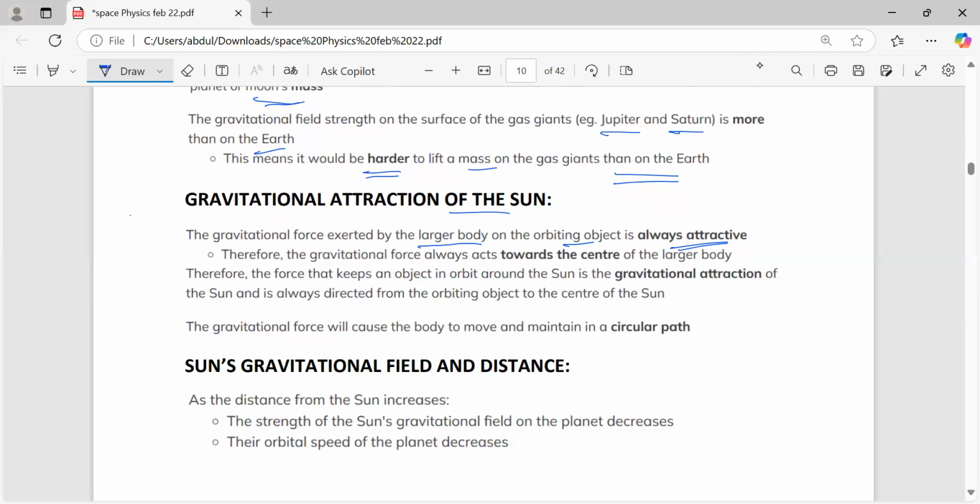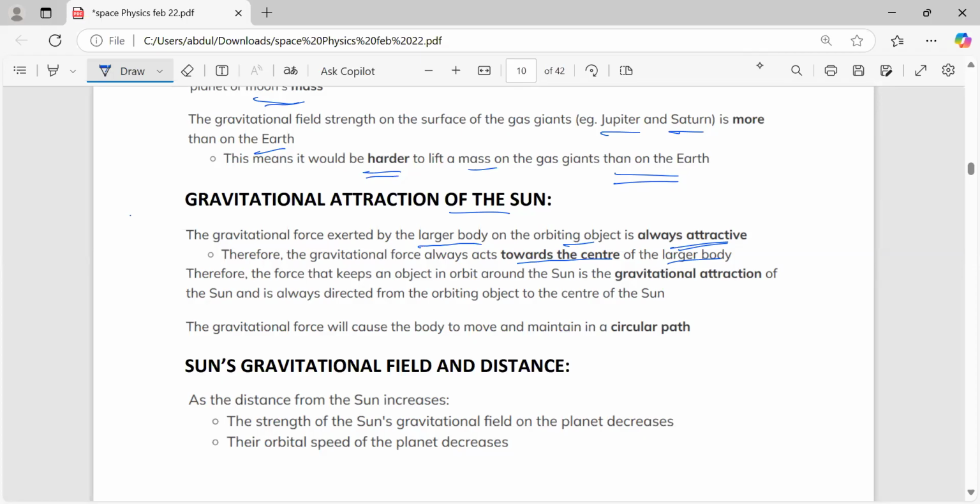Therefore the gravitational force always acts towards the center of the larger body. Like the gravitational force on the moon from earth will always be toward the center of the earth. The gravitational force on my body is always toward the center of the earth. But if we are talking about the earth around the sun, then the gravitational force from the sun on the earth will always be toward the center of the sun.